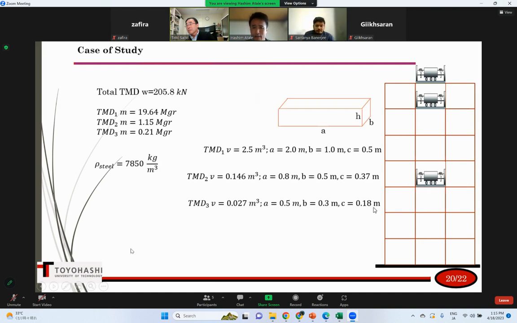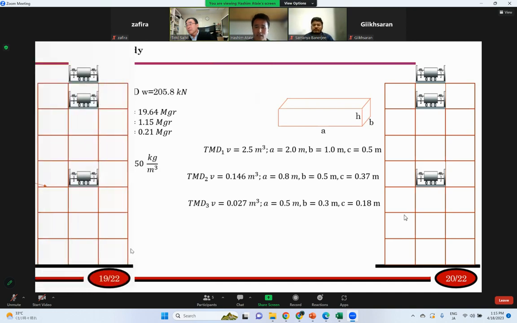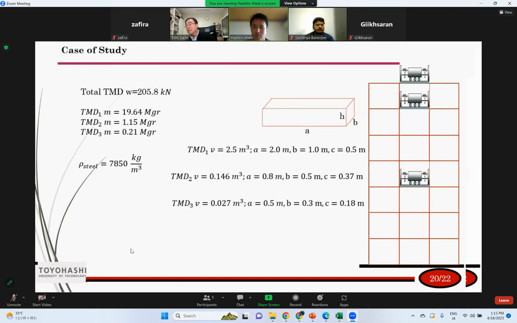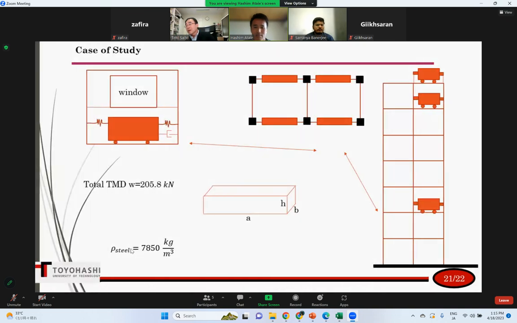It occupies a very small place. And we consider it in the middle of the building, which is the center of gravity. There's no problem for installation of multiple TMDs. Okay. And that's all, Sensei.